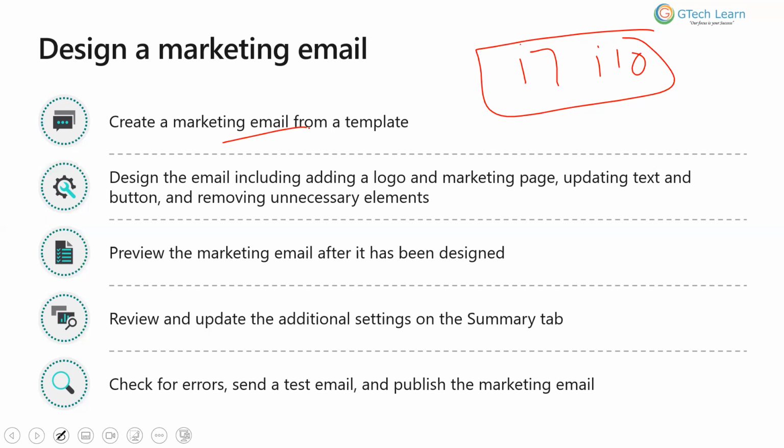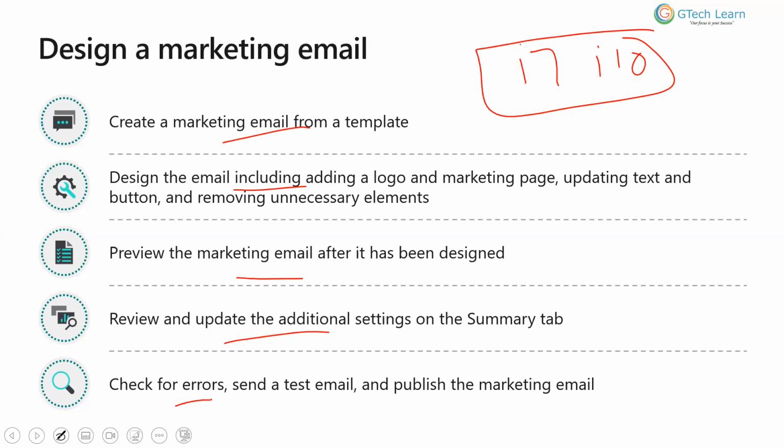So you can create a marketing email from a specific template or from basics itself. You can also design the email, including your company's logo and marketing page, updating text and buttons, removing some unnecessary elements, and so on. You can preview the marketing email after completing the design. You can review and update the additional settings on the summary tab, like the name of it, or some additional information.